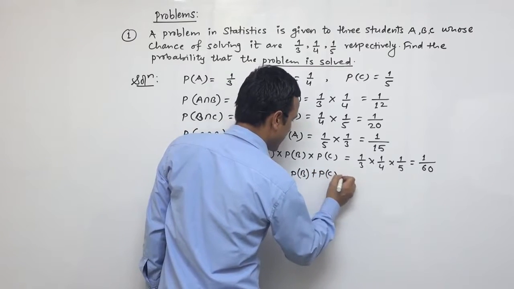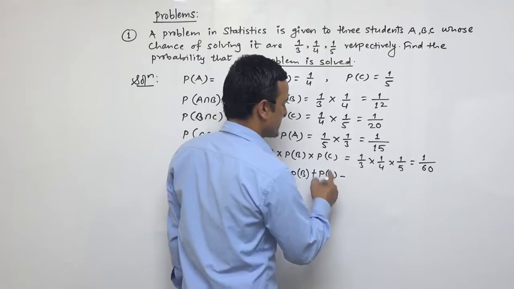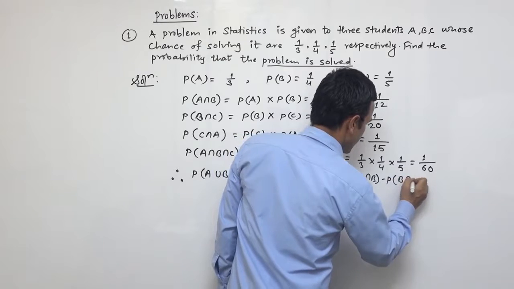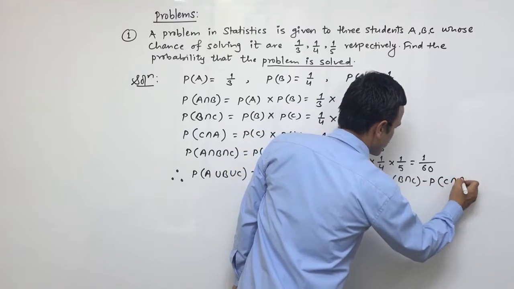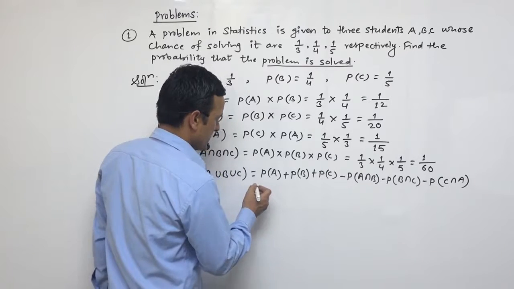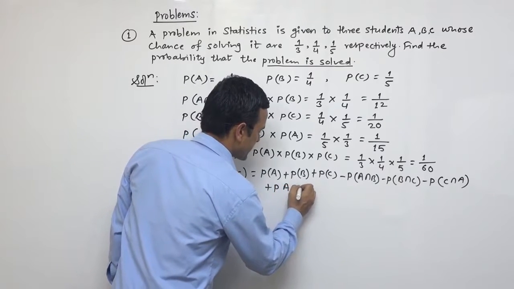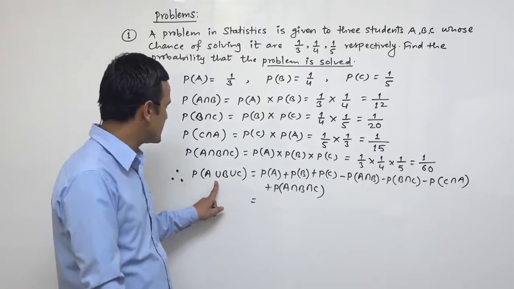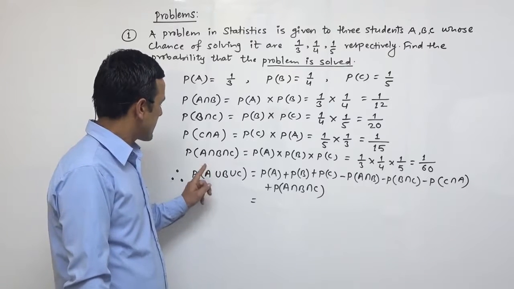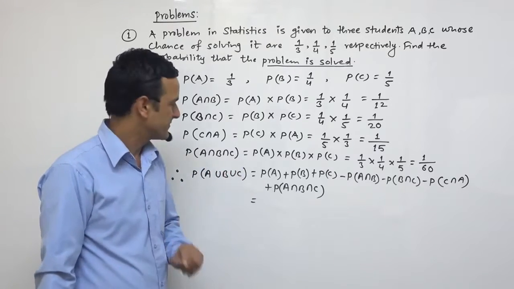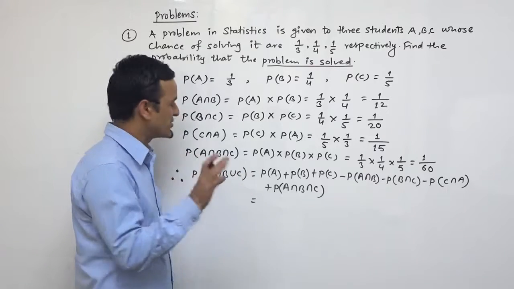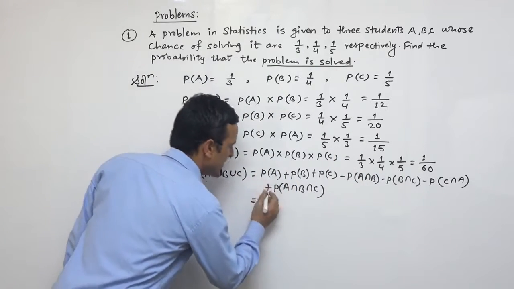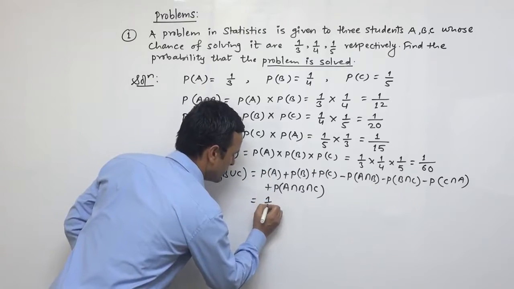So if we use the formula over here, then we get P(A) plus P(B) plus P(C) minus P(A intersection B) minus P(B intersection C) minus P(C intersection A) plus P(A intersection B intersection C). This is the formula to find the probability of getting either A or B or C, also called the addition theorem. We can use this formula for addition.